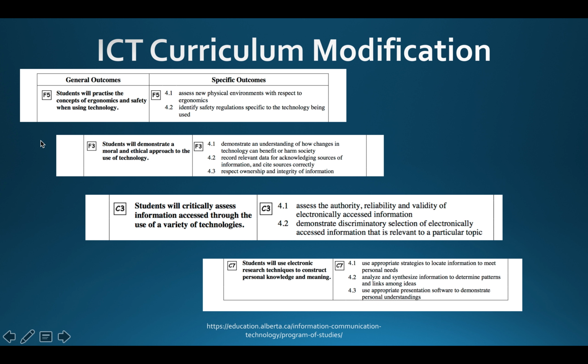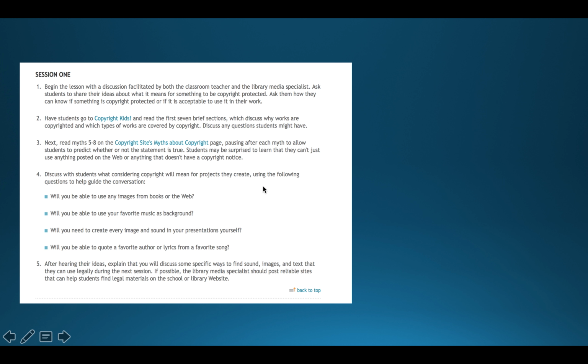So some general outcomes are just practicing safety when using technology, demonstrating a moral and ethical approach to the use of technology, respecting ownership and integrity. Students use electronic research techniques to construct personal knowledge and meaning. So I felt that these would be the best specific and general outcomes to go off of, for me personally, when teaching this lesson, if I was to do so.